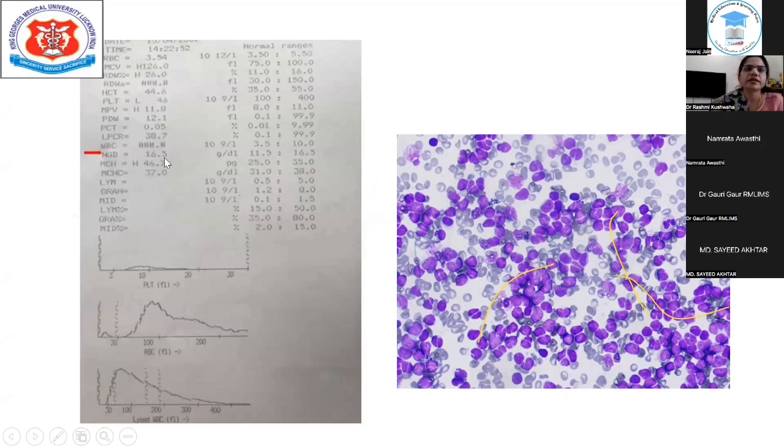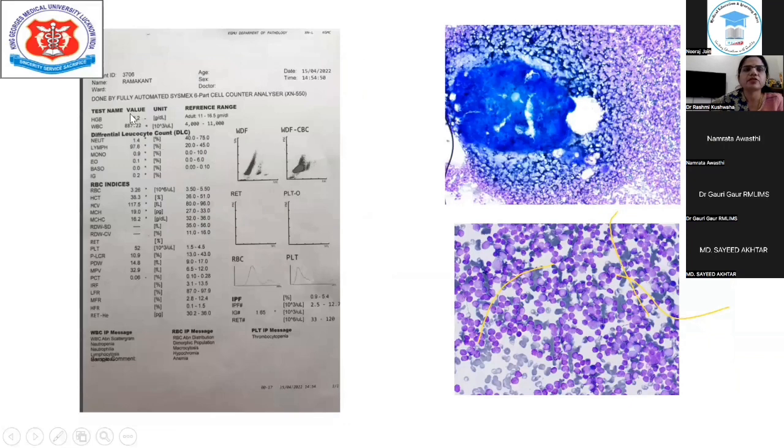The count was very high. There was a flagging in the 3-part cell counter. The platelet count was reduced and hemoglobin was raised. So we processed this sample on the 5-part cell counter, and now we are getting a hemoglobin of 6.2, WBC count of 8 lakhs with a reduced platelet count. These are the bone marrow smears, showing a very hypercellular fragment and a similar kind of cells of small size with deeply cleaved nucleus.